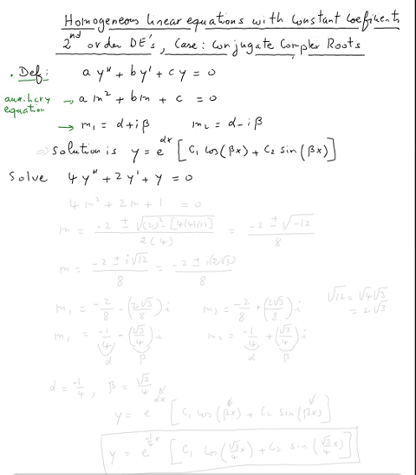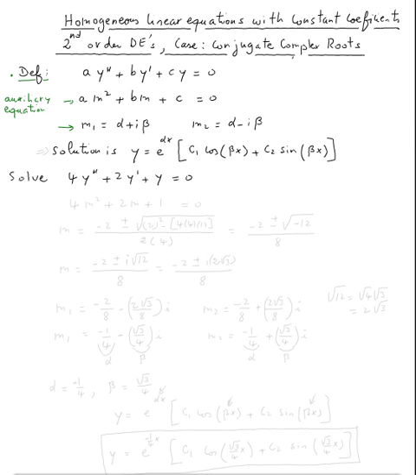And in the case of two conjugate complex roots, which is alpha plus i beta, the first root, and the second one alpha minus i beta, then the solution will be y equals e to the alpha x factor of c1 cosine of beta x plus c2 sine of beta x. So let's do this example.